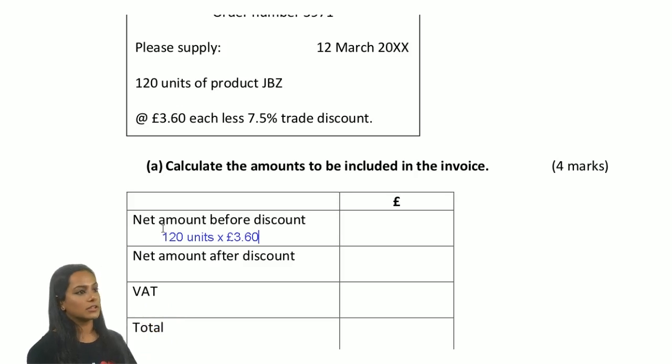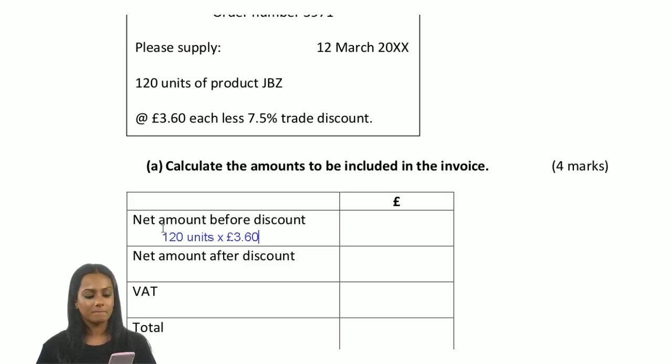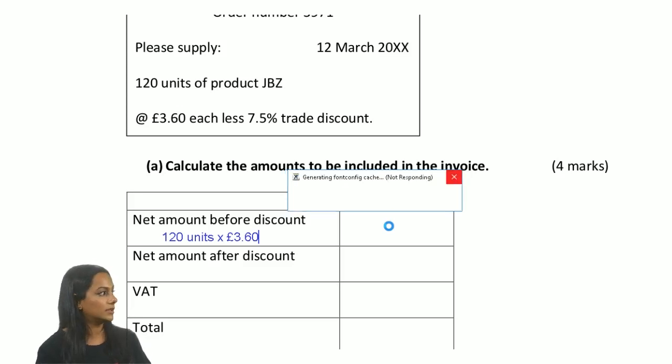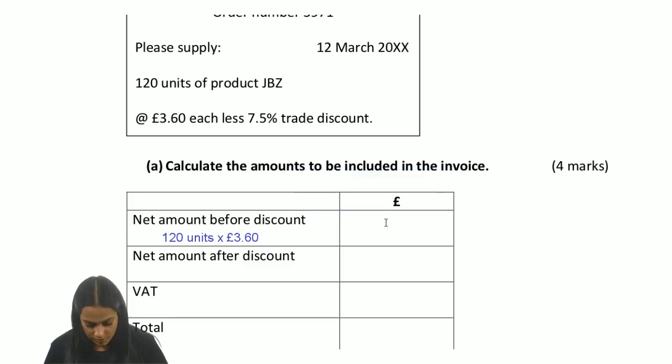So 120 times 3.60, if you grab your calculators, I've got this really nice pink one that I've had for a very long time, and because I've had it for such a long time, it's worn off in bits and pieces. So 432, that will be the price before deducting any amount of discount. Let me just nicely type that on here. £432. There you go.